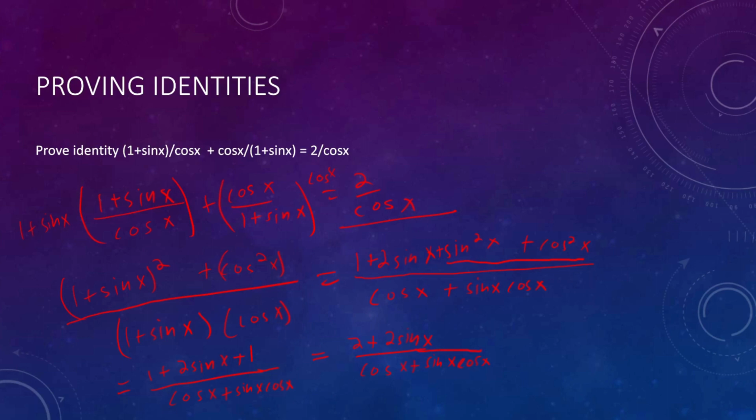Now let's try to find a way to make this into 2 over cos of x. If I take 2 common in the above fraction, this will give me 2 into (1 plus sine of x), and then I can do the same below, cos of x into (1 plus sine of x). Now these two things can cancel out. This gives me 2 over cos of x, hence proven.